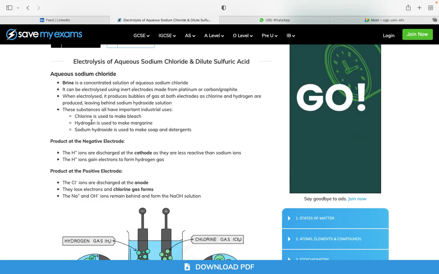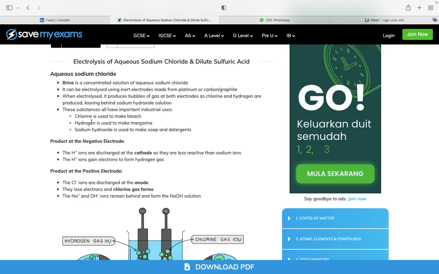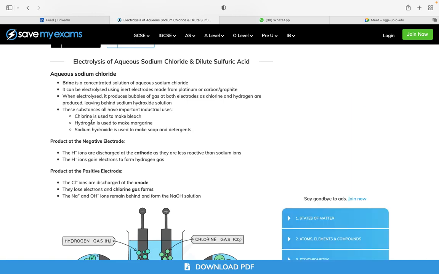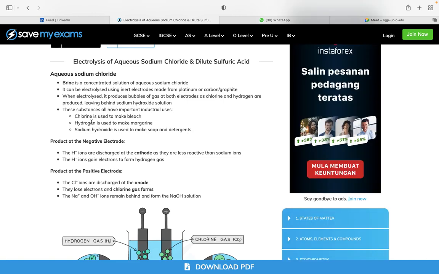Please take note. These things are easy. Chlorine is used for bleaching, and sodium hydroxide is used for making soap and detergent. Is that okay?